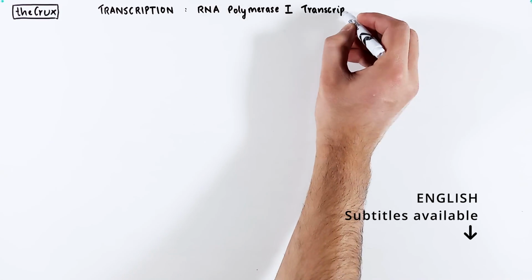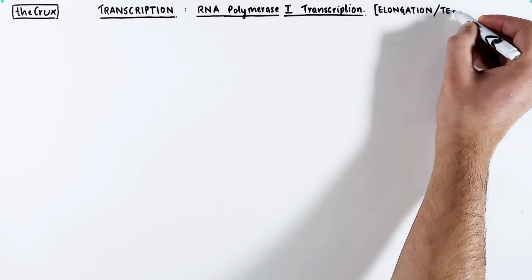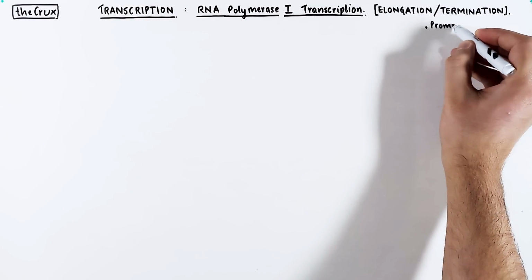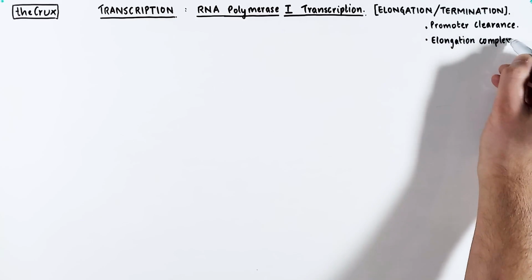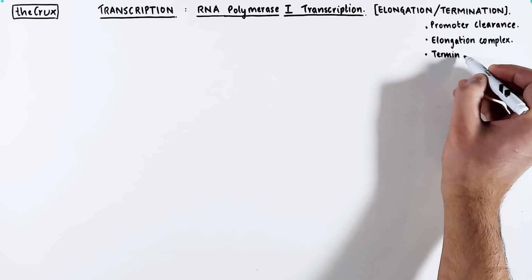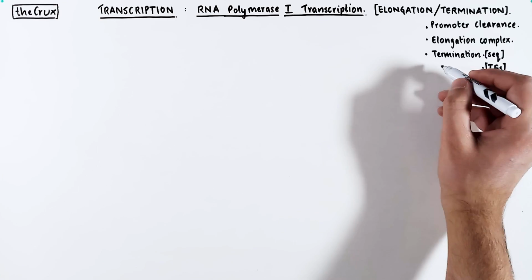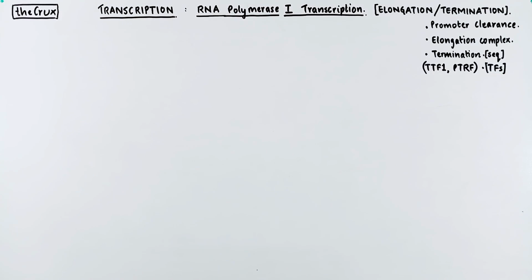Previously, we discussed the initiation step, and in this video, we are going to talk about the elongation and the termination step of this process. To explain the transitions, we'll talk about the promoter clearance, the formation of elongation complex, and how it transitions into termination, which depends on specific termination sequences and termination factors, especially TTF1 and PTRF.